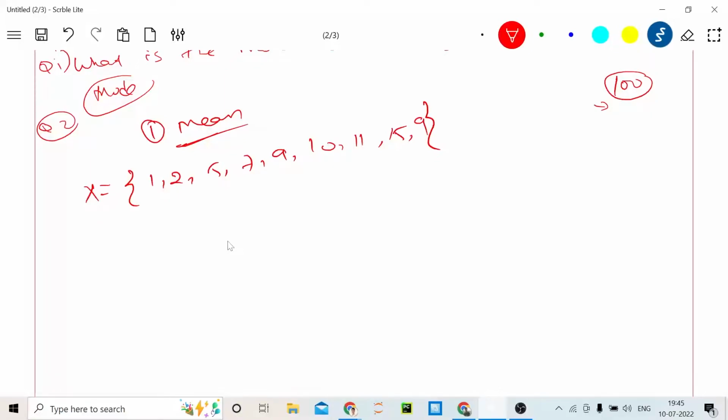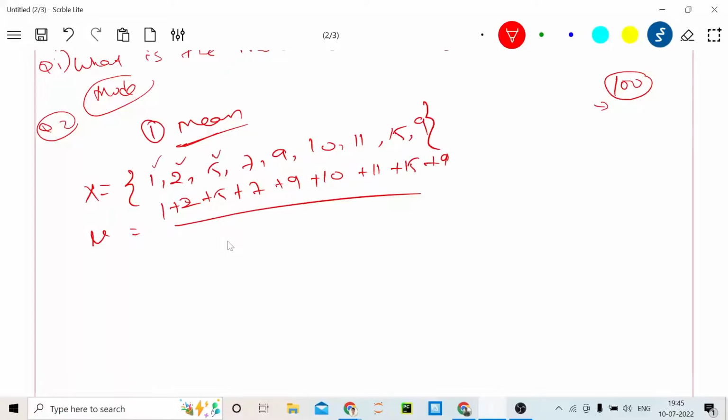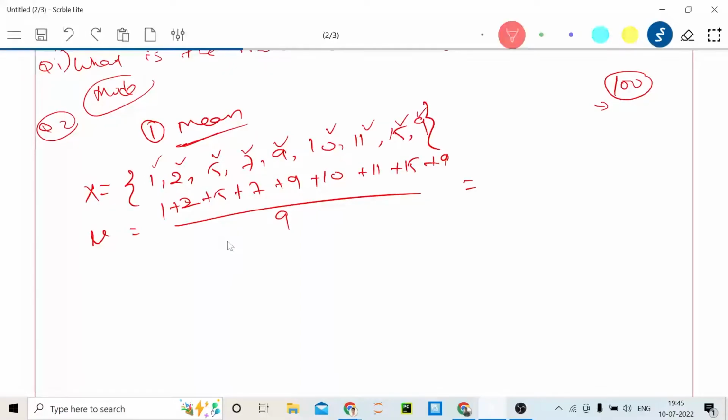If I calculate the mean, the mean is represented as mu. Then the mean will be 1 plus 2 plus 5 plus 7 plus 9 plus 10 plus 11 plus 15 plus 9, divided by the count, 1, 2, 3, 4, 5, 6, 7, 8, 9, so divided by 9. Tell me the answer. One of you just calculate it and tell me the answer.